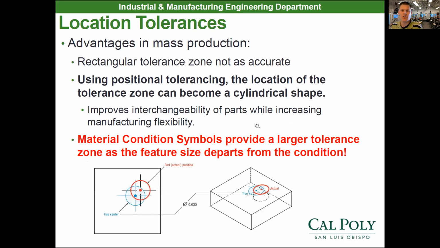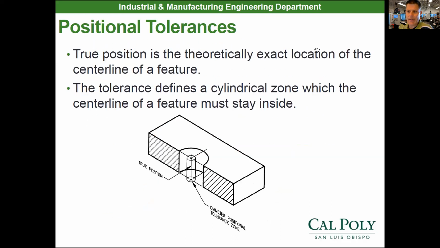And they're great in mass production because they're giving us a bigger shaped tolerance zone as well. So I'm going from a round tolerance zone to a square tolerance zone, or from a square tolerance zone to a round tolerance zone, using location tolerances too. So if we look right here, we have this material condition symbol. Let me go a little bit further actually to show you this. Next slide. With a positional tolerance, I have a round tolerance zone here.